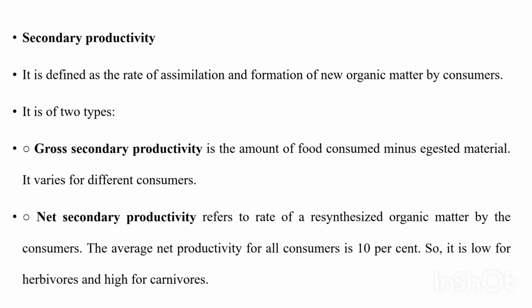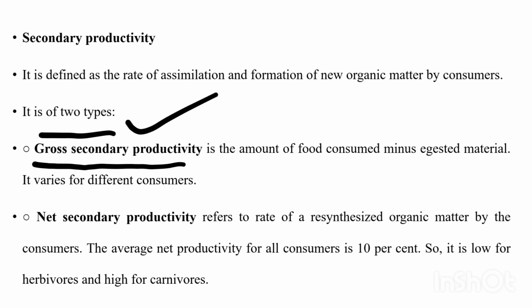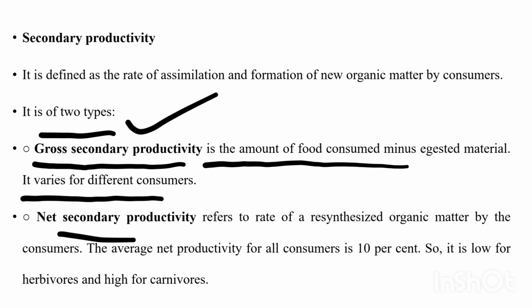Okay. What is secondary productivity? It is defined as the rate of assimilation and formation of new organic matter by the consumer after obtaining energy from the producer or green plant. So it can also be of two types: gross secondary productivity and net secondary productivity. Gross secondary productivity is the amount of food consumed minus ingested material. So the consumer consumes some energy from the producer, then some of the energy is wasted or extracted as excretory product. So it varies for different consumers.